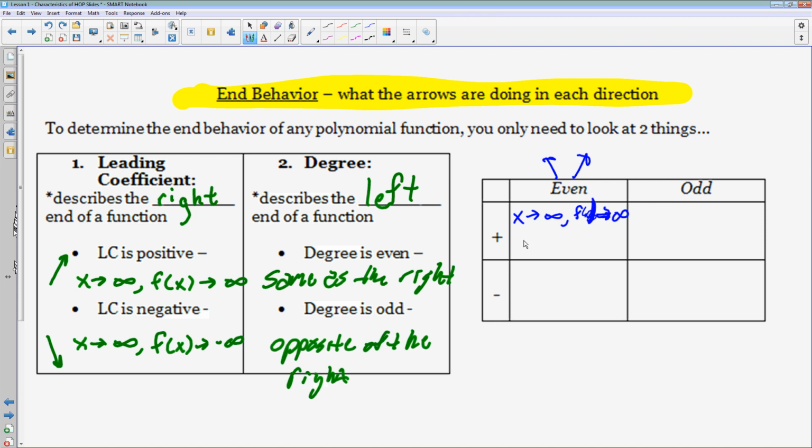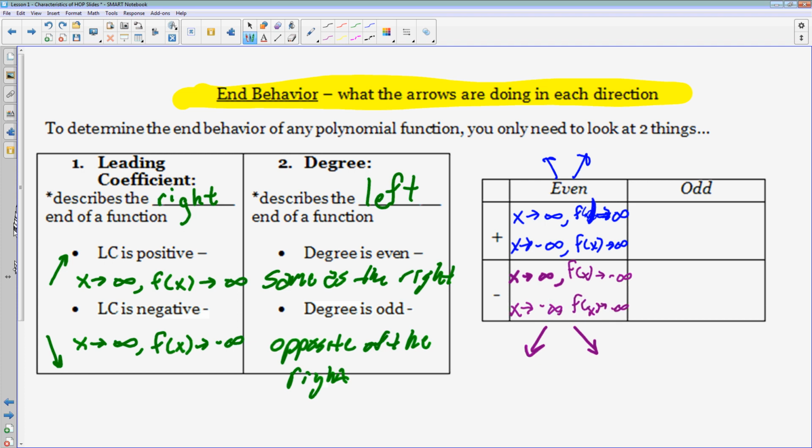As x goes to negative infinity, f of x is still going up, because of that even degree. If we have a negative leading coefficient but we're still even, negative means going down on the right, but we're even, so it does the same on the left. So this one's a down, down. So x is still going to positive infinity, f of x is going to negative infinity, and as x goes to negative infinity, f of x is also going to negative infinity.